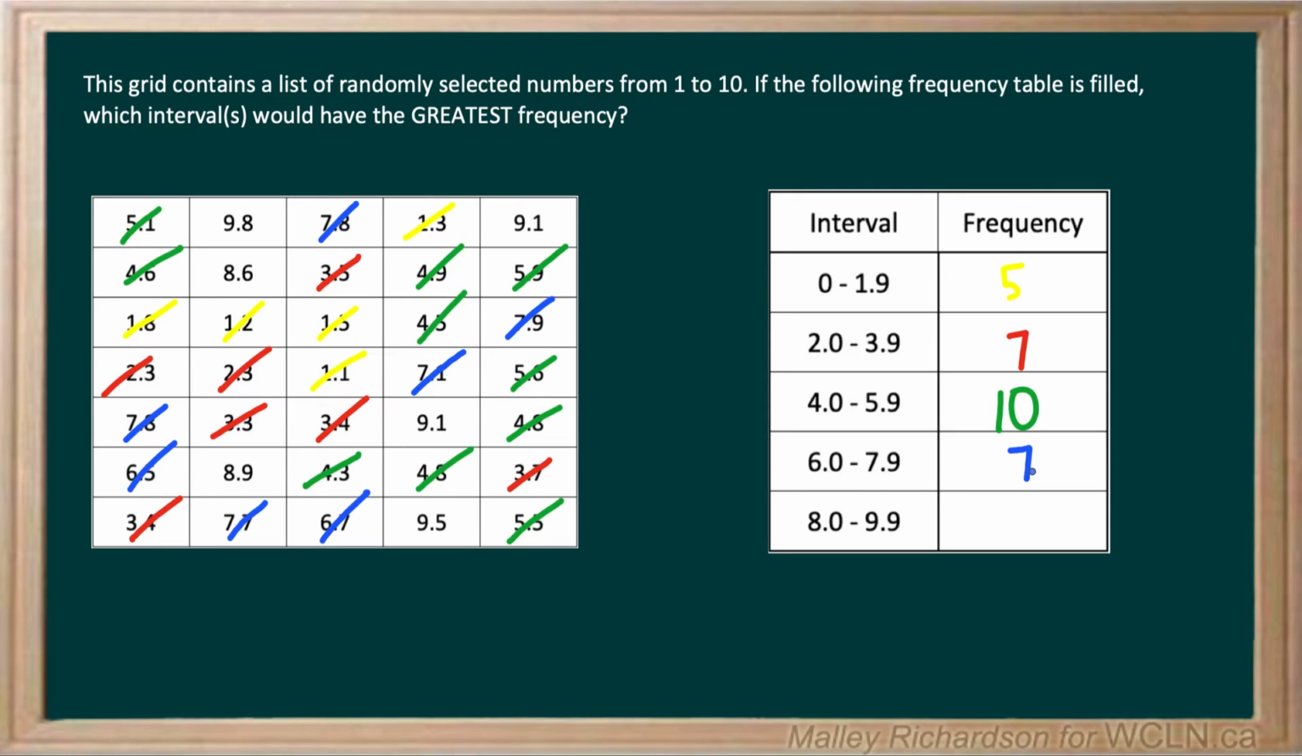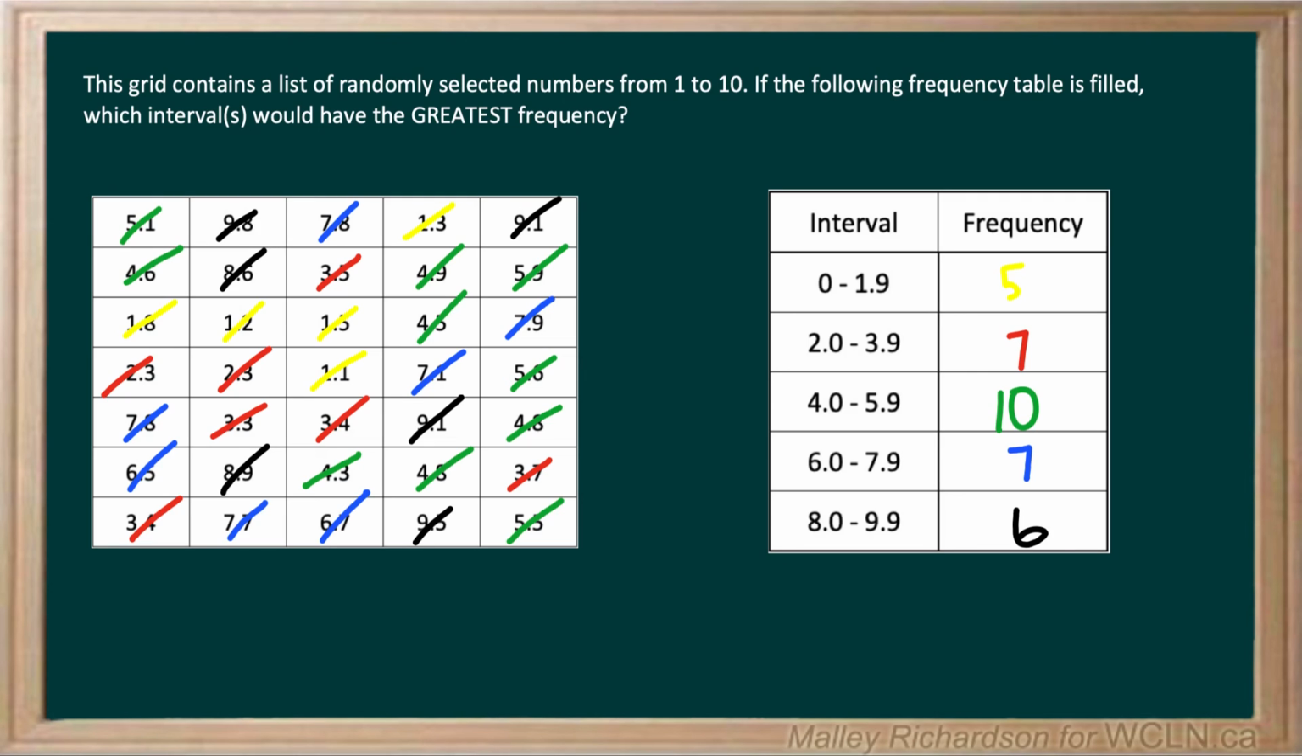And our final interval is from 8 to 9.9, so let's use black and count the numbers within this interval. We have 9.8, 9.1, 8.6, 9.1, 8.9, and 9.5, which gives us a frequency of 6.